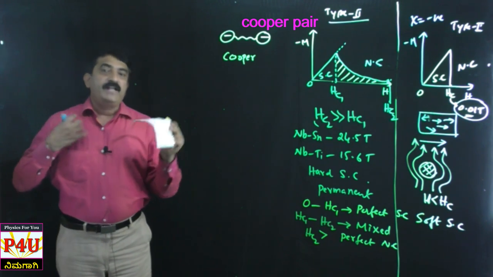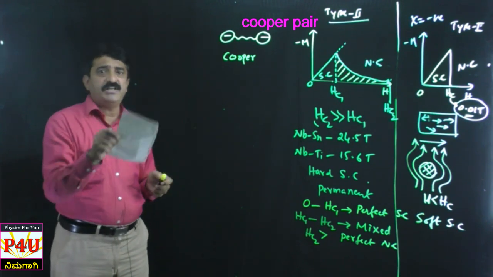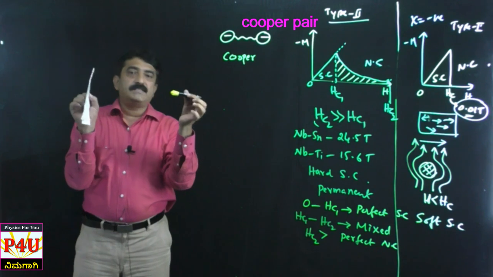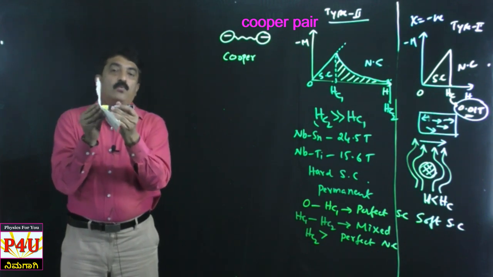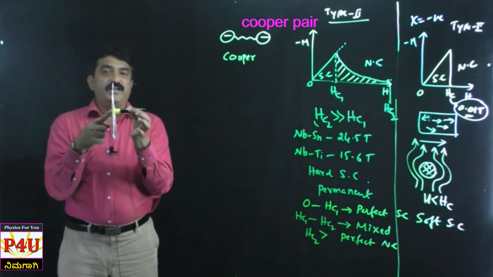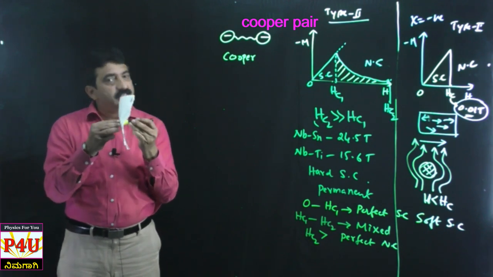Now do one thing. Take a sheet of iron. Now bring this magnet's north pole here. What happened? Sir, the iron sheet gets stuck to the magnet. Yes, you are correct.